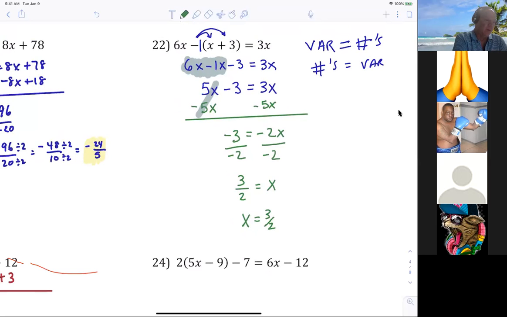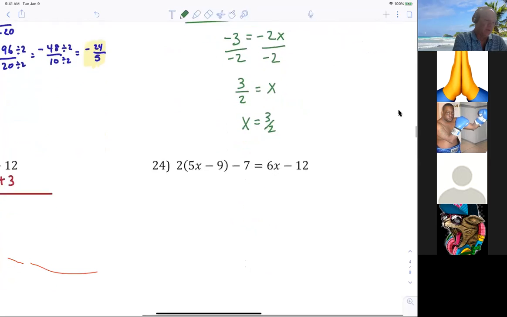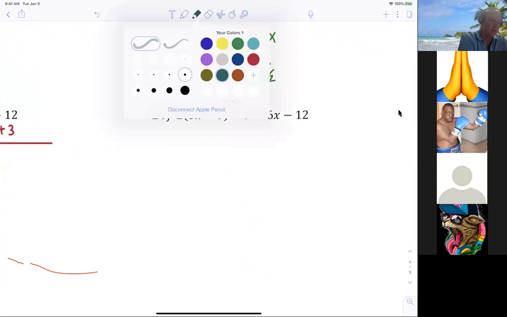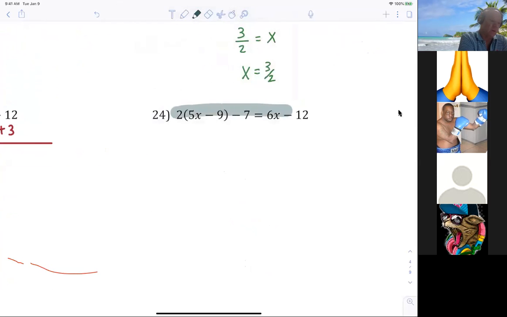Now, number 24 is very similar to 22. So what I'm going to do is give you a minute. I want you to see how far you can go. Everybody take a look now at number 24 and get started. I'm going to put a minute on the clock, and I want you to try as much as you possibly can. All right, I'm going to stop the recording for a second.